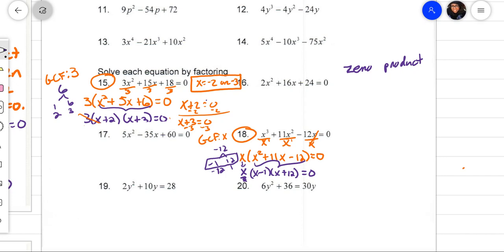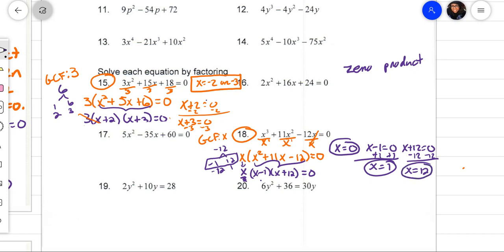In this case, because it's a variable, we're just extending the zero product property. It's going to be x equals 0, because this is now 0 too, x minus 1 equals 0, or x plus 12 equals 0. So it's like a times b times c equals 0, then a, b, or c equals 0. So we're essentially just extending it if it's a variable there. So this is our first answer, 0. Our second answer is 1. And our third answer here is negative 12.